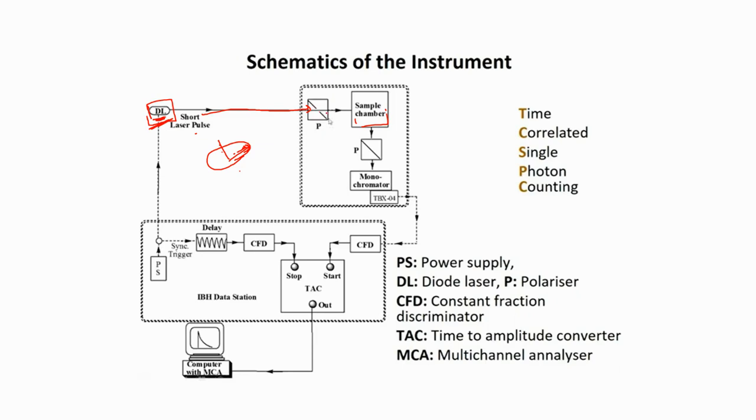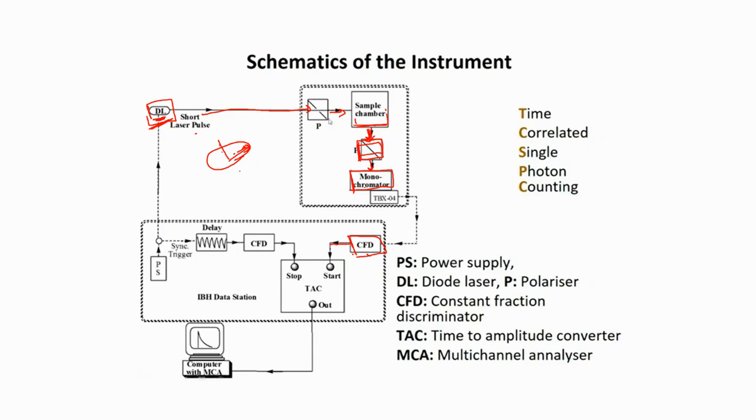Now when it passes through the polarizer, we get linearly polarized light, which then passes through the sample chamber. From there it passes through the second polarizer, and then to the monochromator. What does this polarizer do? This polarizer further polarizes the light and passes it to the monochromator. The monochromator then emits a particular range of light which goes to the CFD, the constant fraction discriminator.